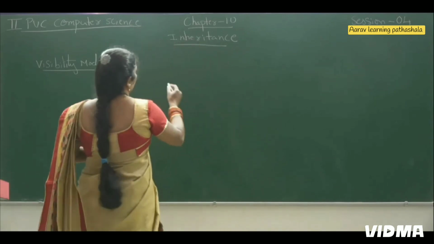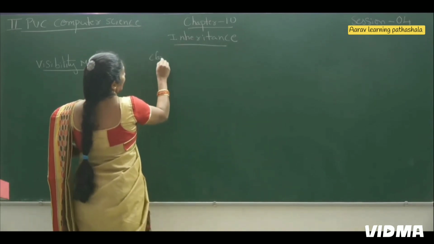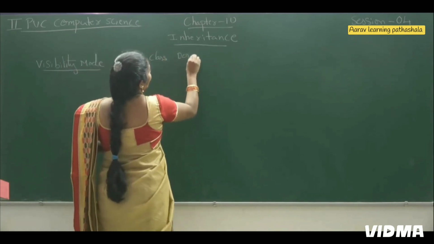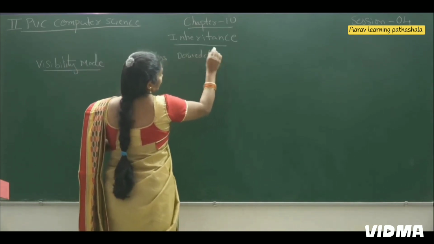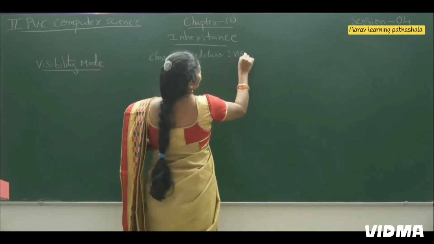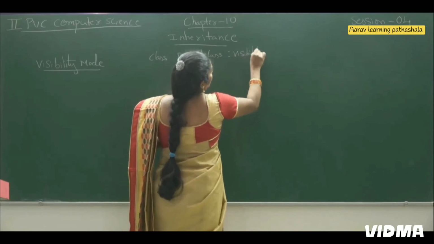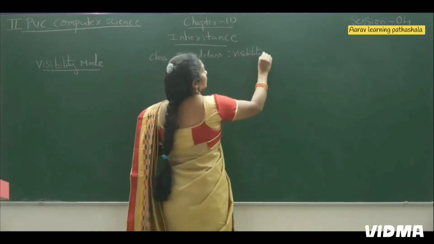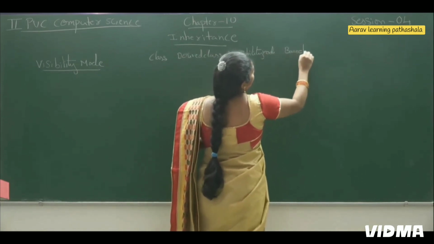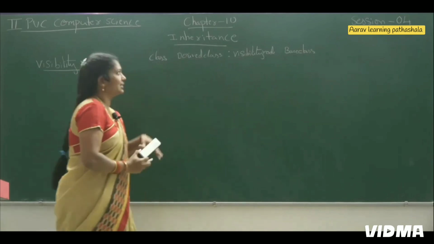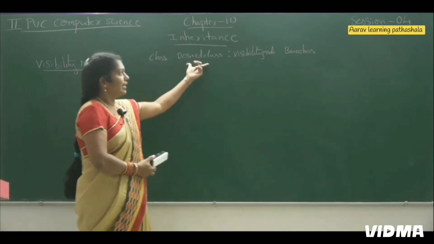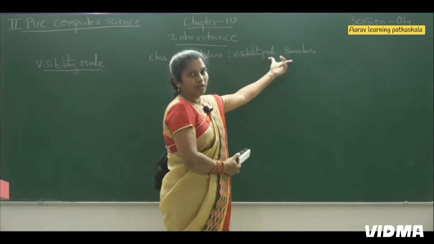While defining, we first write the keyword class. Then we write the derived class name, then a colon, then the visibility mode. Then we write the base class. This is the pattern to define a class, especially with inheritance: class, derived class, colon, visibility mode, base class.